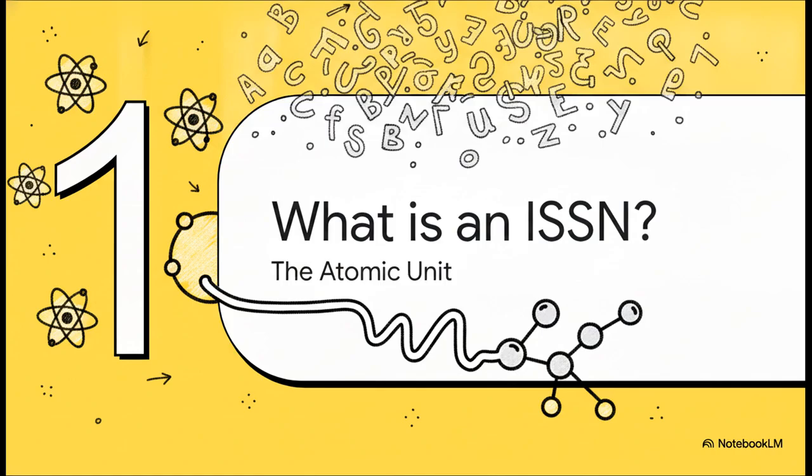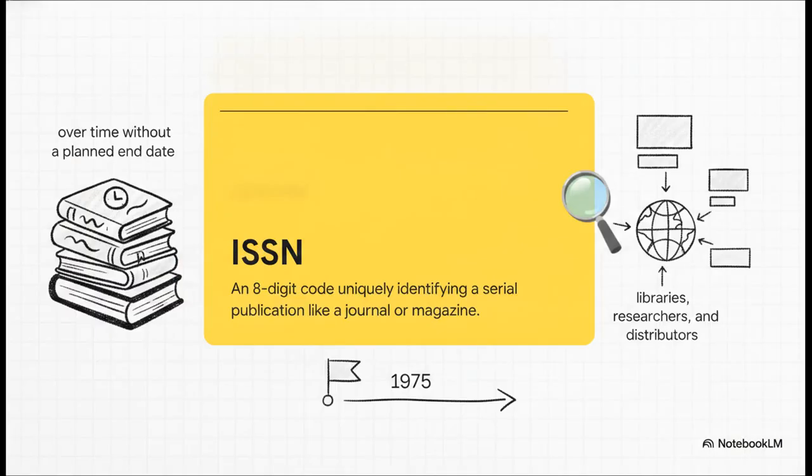Section 1. What is an ISSN? The atomic unit. To make sense of the alphabet soup, we really have to start with the fundamental building block of this whole system, the plain old ISSN. So, an ISSN stands for International Standard Serial Number. Simply put, it's an 8-digit code that uniquely identifies a serial publication. And by serial, I just mean anything published over time without a planned end date. Think journals, magazines, or continuing databases.